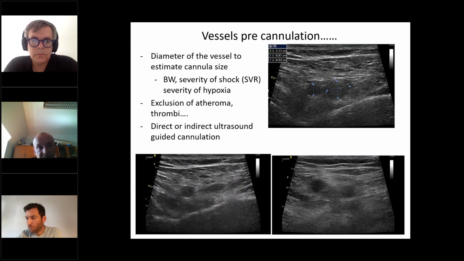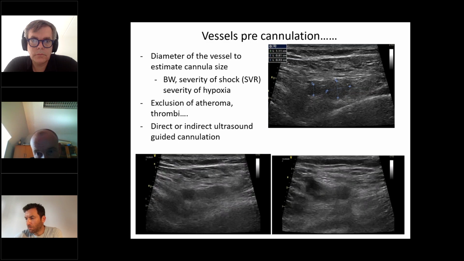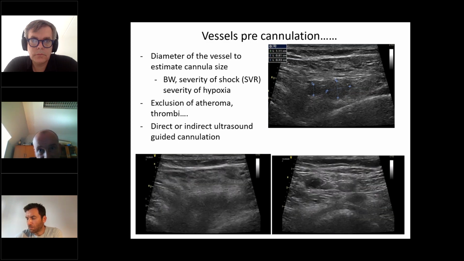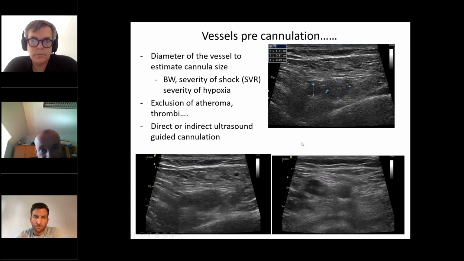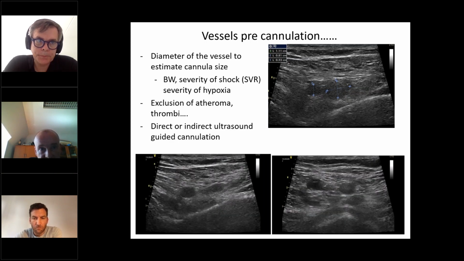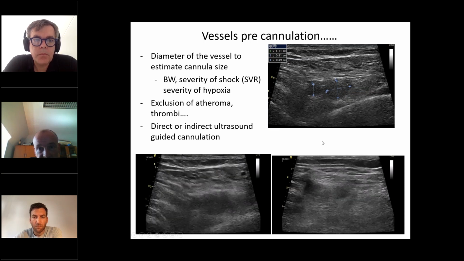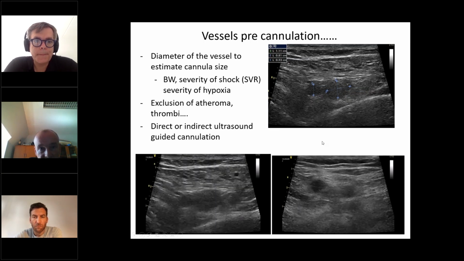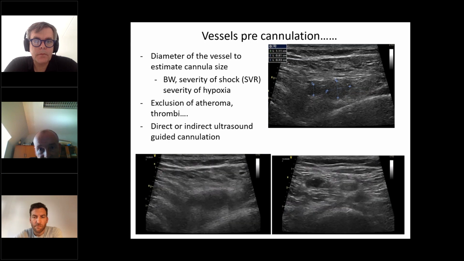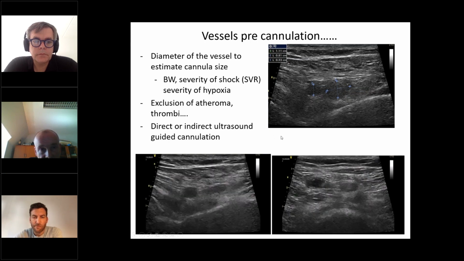The vessels are a very important item. If you can, even in an emergency situation, you should check the caliber of the vessel and decide on the cannula size. Because if you have someone who is profoundly shocked, you may need, with the reperfusion, a large blood flow to supply oxygen to the periphery.